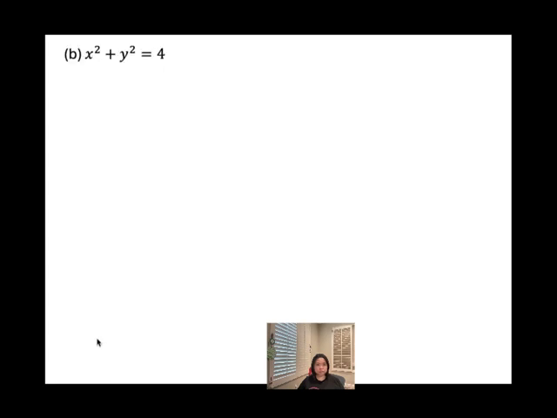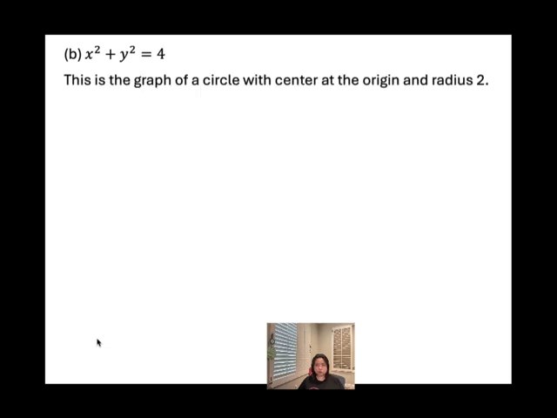Okay, B, x squared plus y squared equal to 4. So remember, this is going to be the circle equation, right? And then the center will be 0, 0, and the radius will be equal to 2. Now, what's x squared plus y squared equal to? Remember the formula, right? That will be equal to r squared. r squared equal to 4. Take the square root, so that will be plus minus 2.